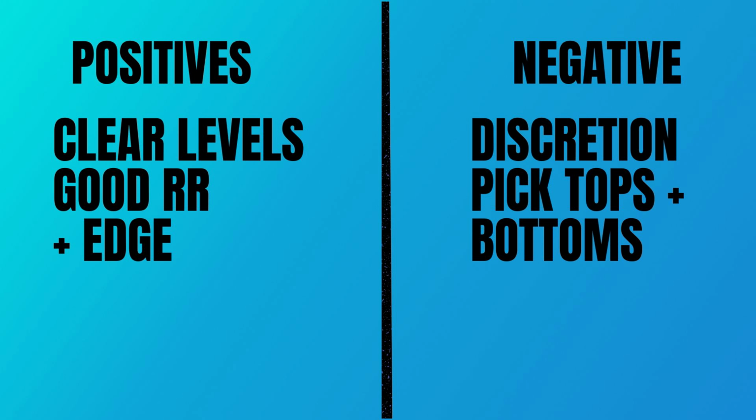Now, before I show you how I use it for Confluence, I want to just quickly talk about some of the positives and negatives that I see with traders using volume profile. Now, the positives, as you can see, it clearly defines levels. It's very, very easy to see those levels of value area high, point of control, value area low. Very easy to identify them and use them as possible levels of SNR.